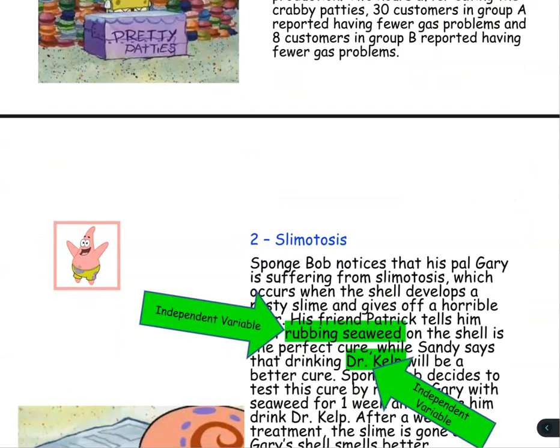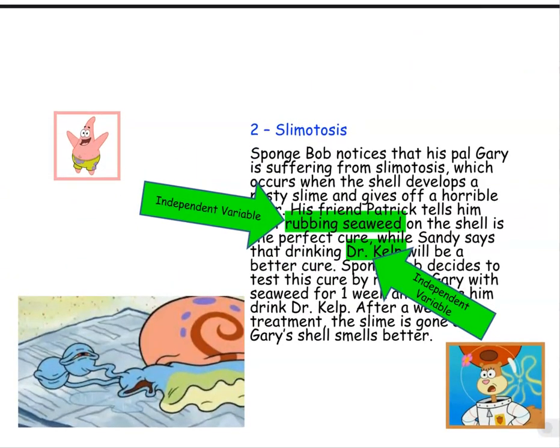The next scenario has to do with slimatosis. In that, SpongeBob notices that Patrick ends up getting yucky slime on his shell and it starts to stink really bad. And so one of their friends tells him that if you rub seaweed, it should help. And another one tells them that if you drink Dr. Kelp, it will help. So SpongeBob decides to test this. The things that he's going to change are rubbing seaweed and drinking Dr. Kelp.